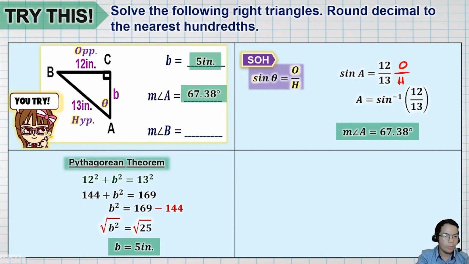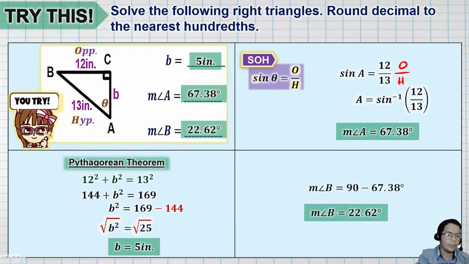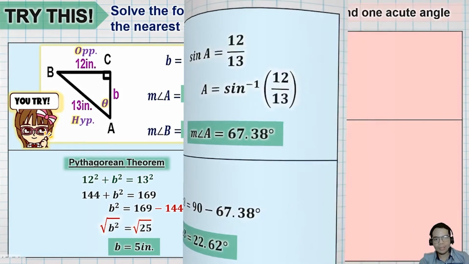Gets po? And then, subtract na lang natin yung 67.38 na yan sa 90 degrees to get 22.62 degrees. Ayan. So, let's discuss more examples. Let's proceed to the third scenario.